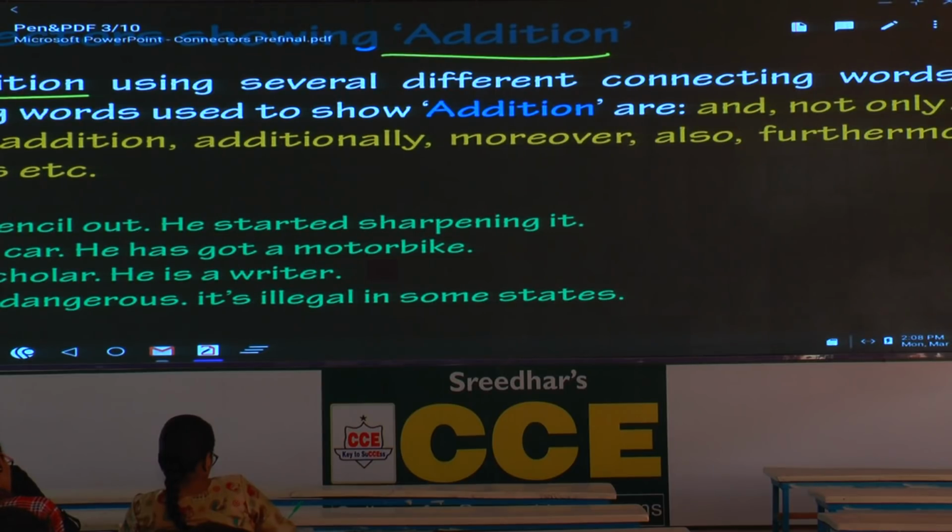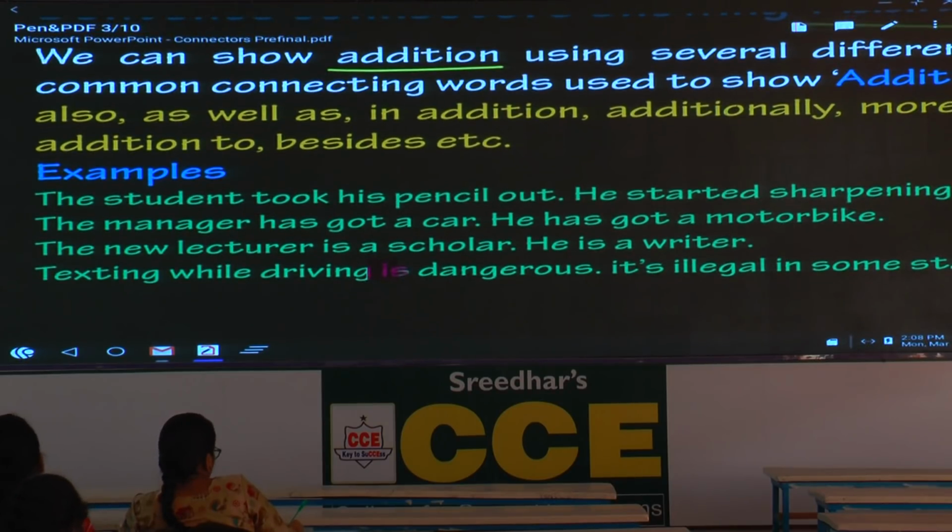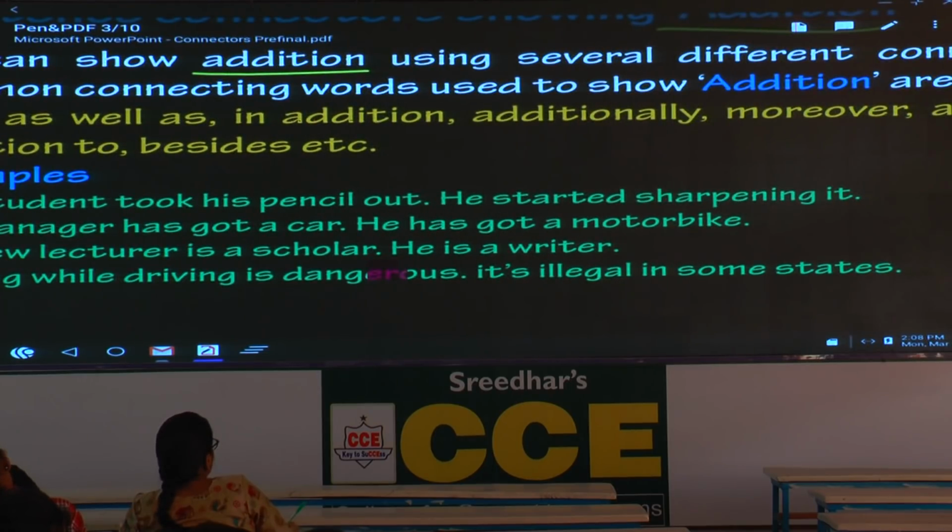Have you written? Common connecting words used to show addition. Please write. Common connecting words used to show addition. These words are very important. Again, you underline the key word addition. What are they?